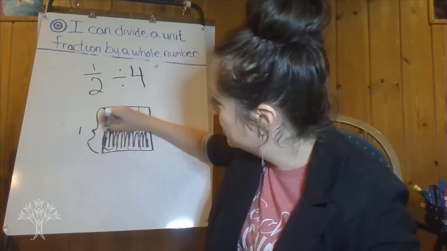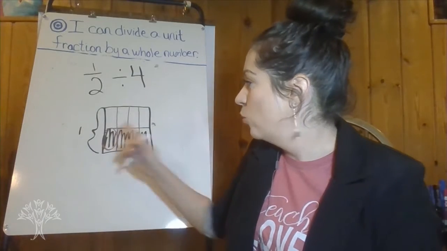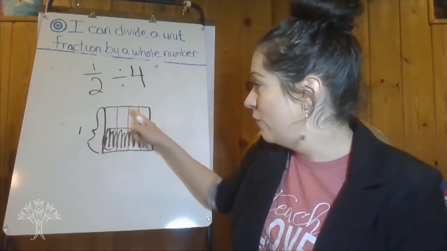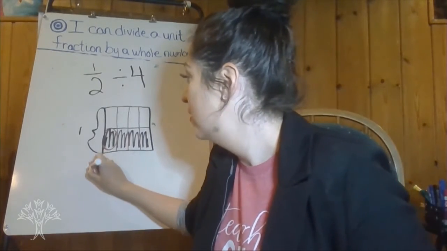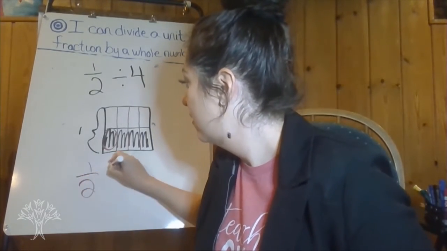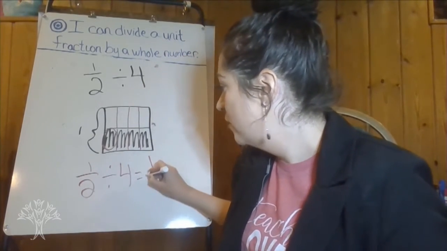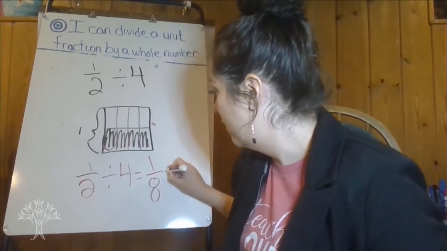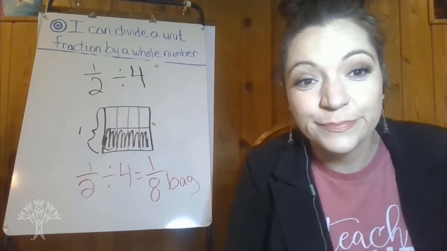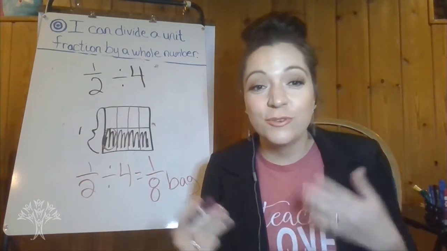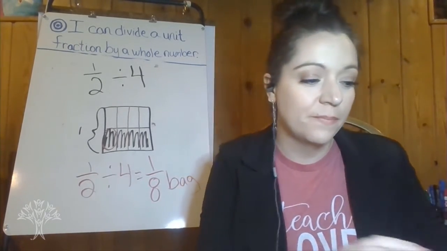But how much is this? That's what Lori gets, and then her other 3 friends. It's 1 out of 1, 2, 3, 4, 5, 6, 7, 8. So 1/2 divided by 4 equals 1/8 of the bag. How'd you do? All right, you guys are doing great. Stick with me. We have one more before it's your turn to do your assignment.